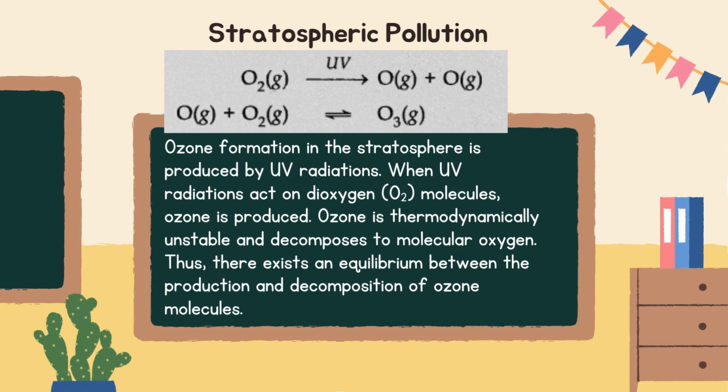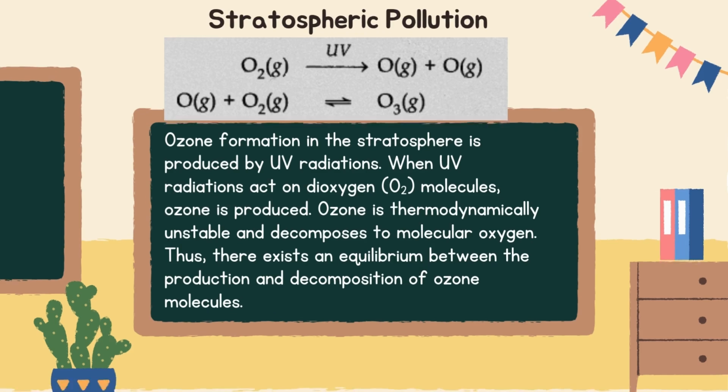Stratospheric pollution: ozone formation in the stratosphere is produced by UV radiations. When UV radiations act on dioxygen, O2, molecules, ozone is produced. Ozone is thermodynamically unstable and decomposes to molecular oxygen. Thus, there exists an equilibrium between the production and decomposition of ozone molecules.